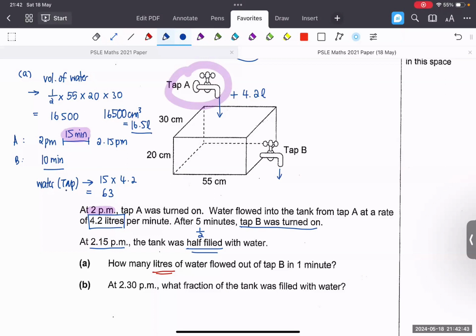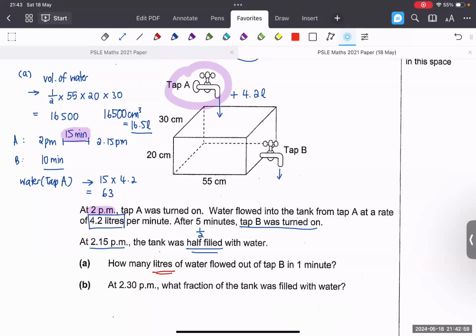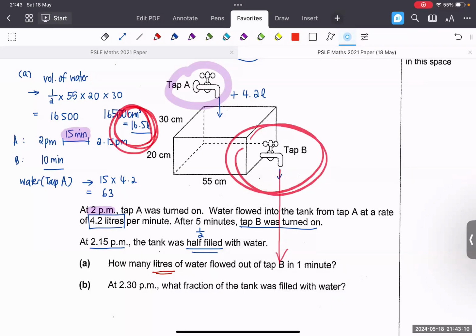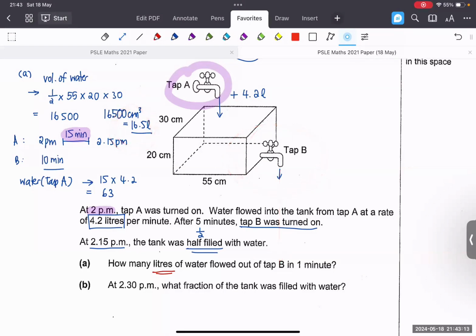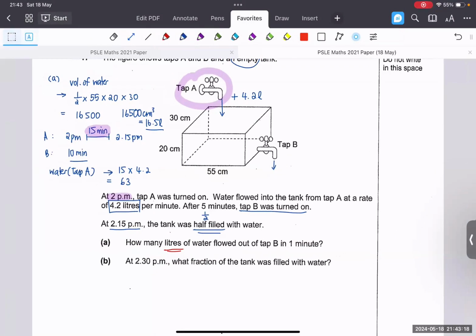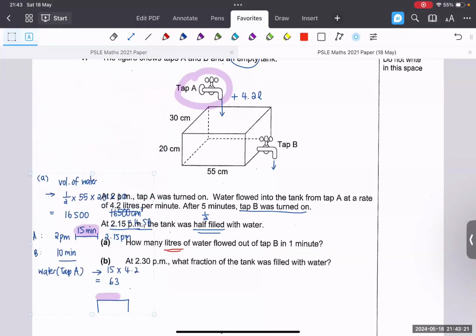So now I know that water from tap A fills in 63 liters. However, how come at 15 minutes the amount of water is only 16.5 liters? What happened? Because tap B turned on and removed water from the tank. So how much water is being removed? So this is tap A. So what I'm going to do, okay, give me a minute. Now that we already read the question, I'm going to move it downwards so there is more space.